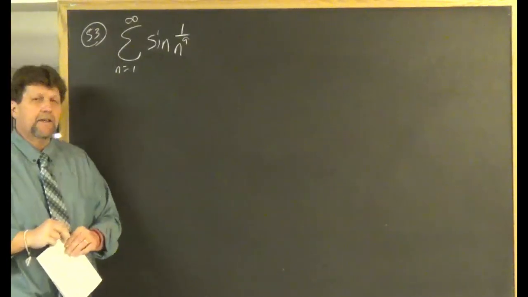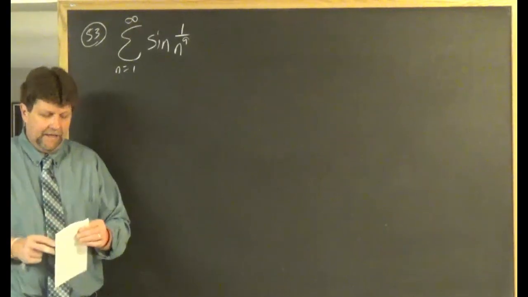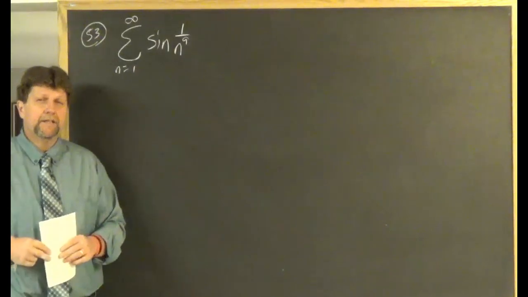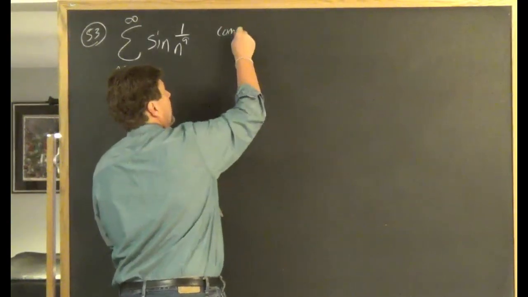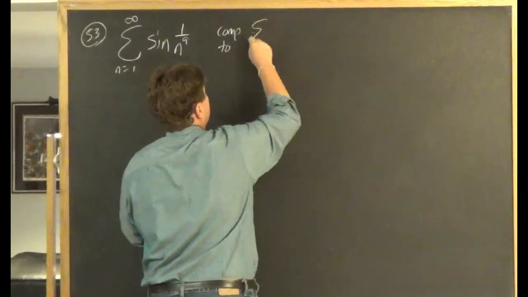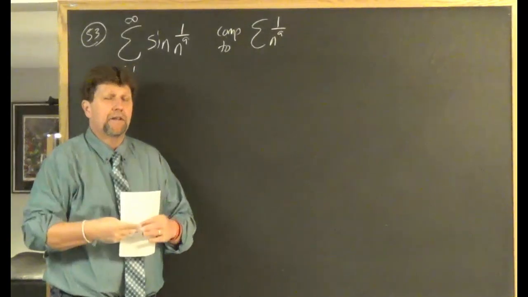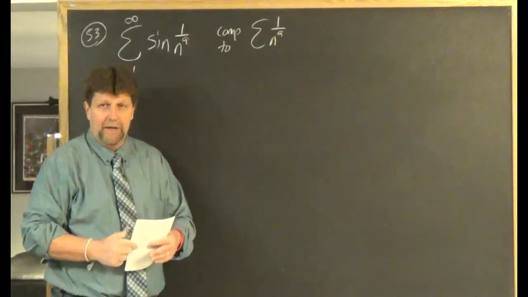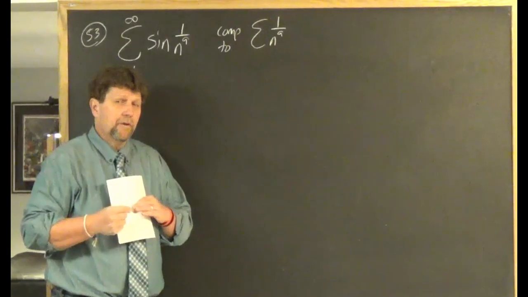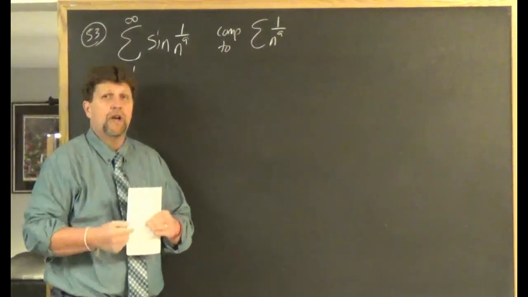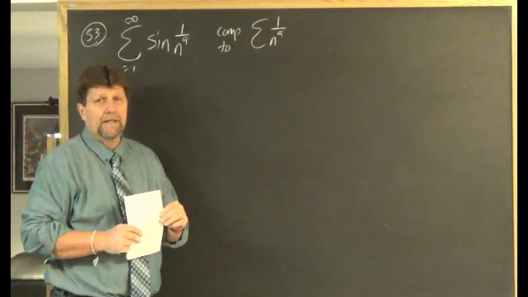Alright, 53. Does the series n equals 1 to infinity sine of 1 over n to the 9th converge or does it diverge? I didn't give you a hint on this one, but what jumps out to me is that I'm going to compare this beastie to just the series 1 over n to the 9th. We know that series converges. It's a p-series, p is equal to 9, which is greater than 1. So I know it definitely converges. I don't think I can crank through a direct comparison test. I don't think there's any way I can justify that sine of 1 over n to the 9th is less than or equal to 1 over n to the 9th.